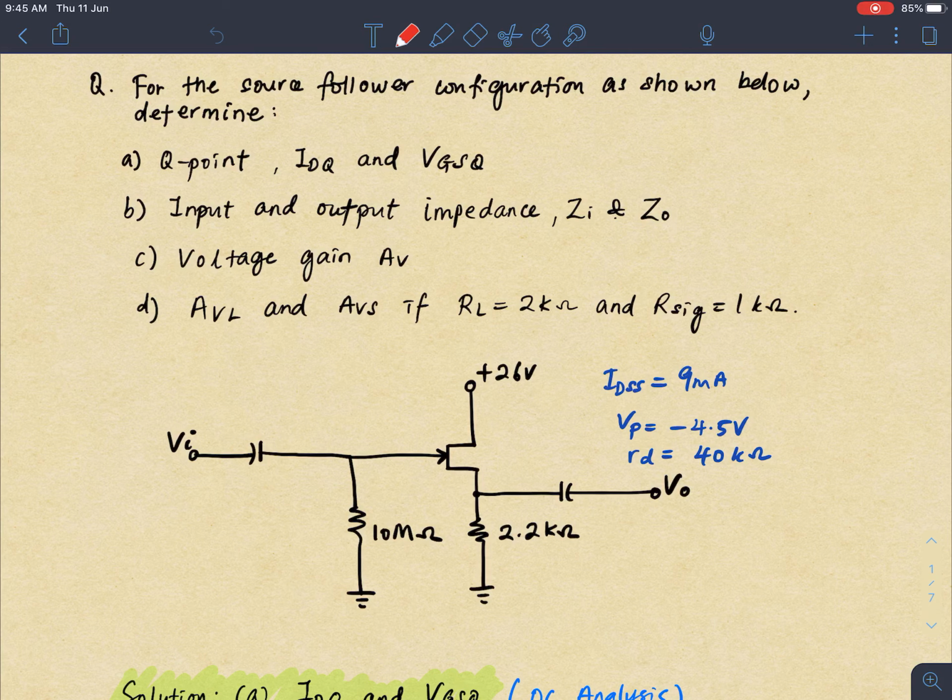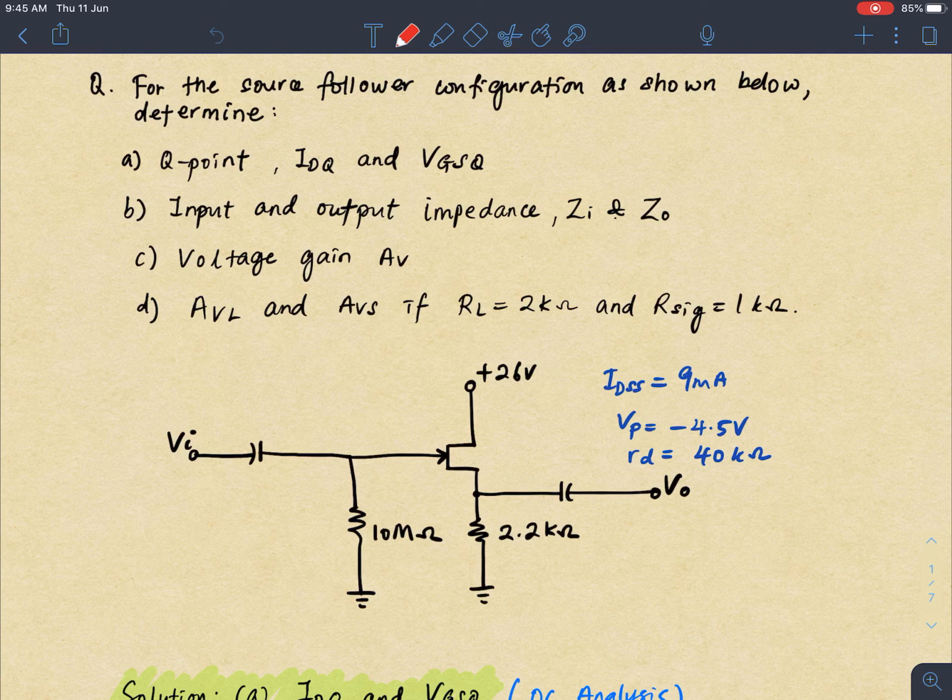Hi and Assalamualaikum. Today I want to explain this question. This question is from the source follower configuration. Let me take a look into the question in detail.